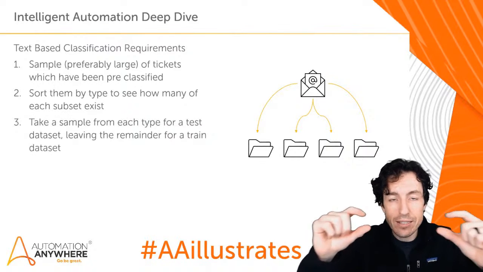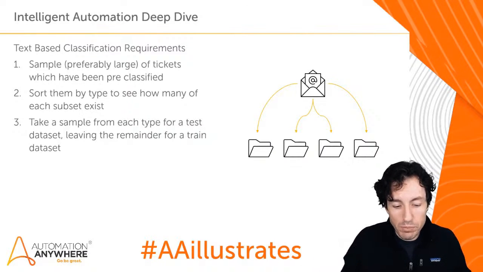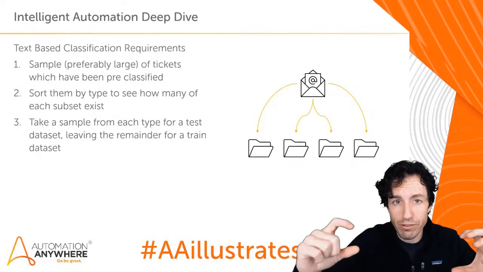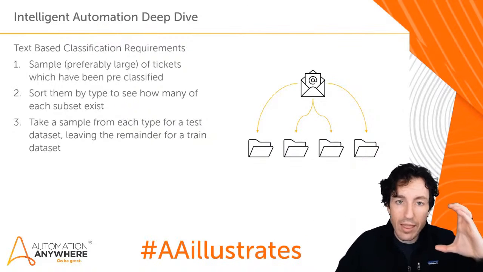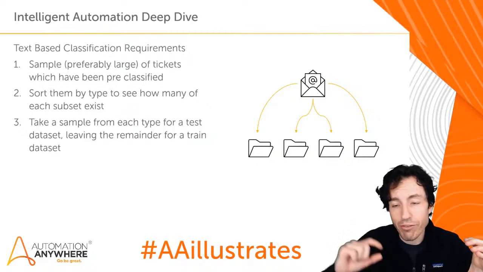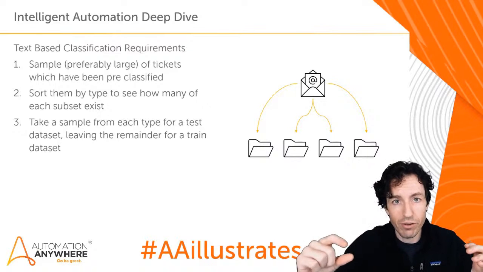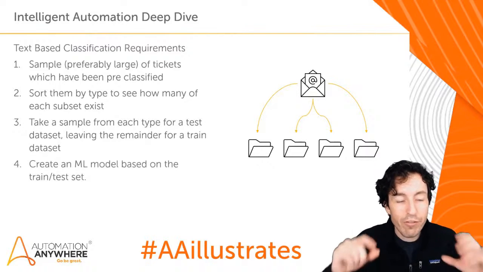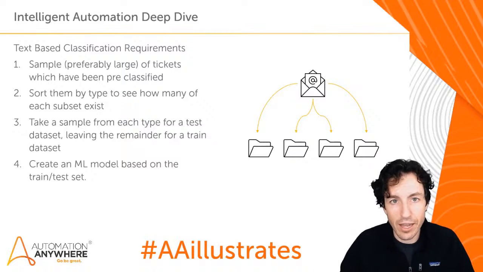So I need to create a test data set and a train data set. Okay. Now, the reason I do that is because when I'm actually training my model, I need to give it some data to train off of, and then I need to give it some data to test off of to validate how accurate the model is, right? So I'm going to give it that train data set. That's what it's going to learn off of. Then I'm also going to give it a test data set, and that's what it's going to validate itself off of to know how accurate its predictions are. From there, we create a machine learning model based on that train and test set.